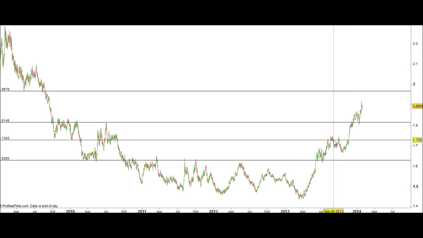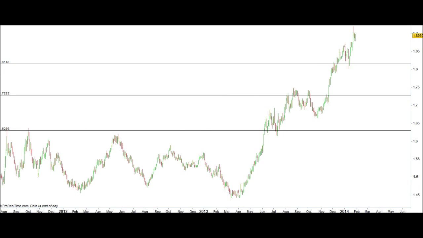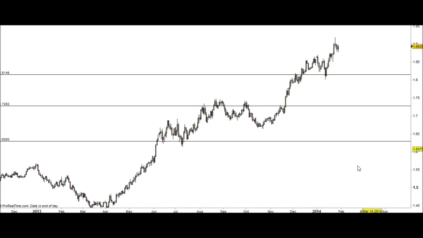We break above and we back test. We break above the next resistance and again back test. And now we look to be heading up towards this resistance point. So at this time, you should be looking to buy dips in this setup.